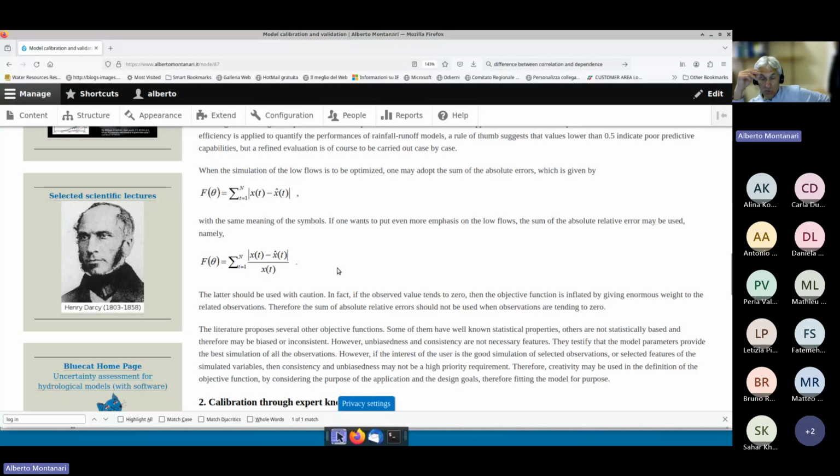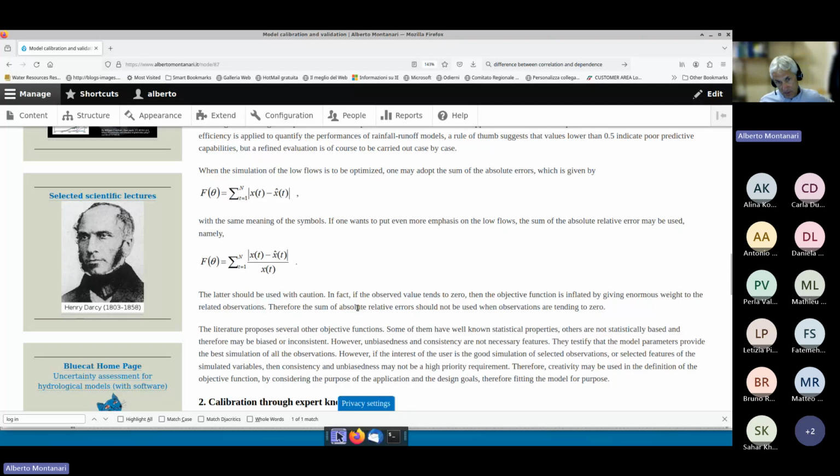And usually what we do is to look carefully at the problem from a technical point of view, to look at what we are interested in. So if we are interested in the simulation of the low flows, then we may use the sum of the relative errors. Otherwise, if there are zeros, we can't use it, and then we use other solutions.